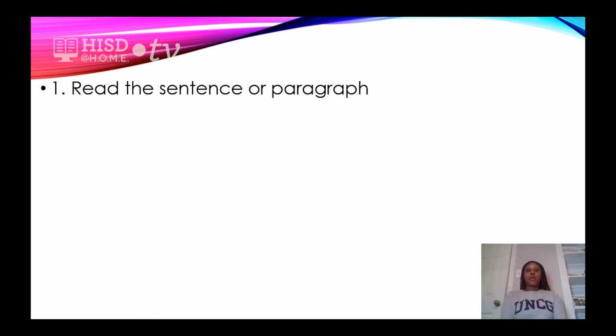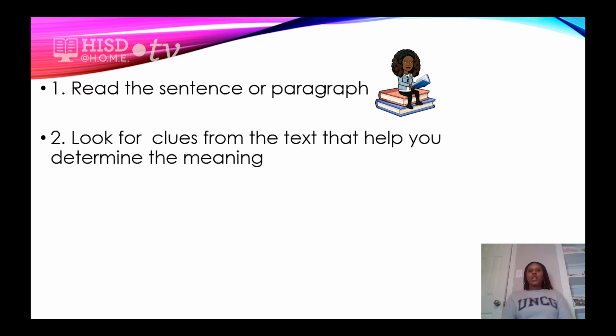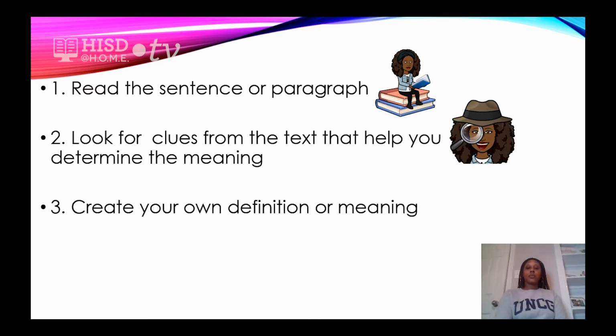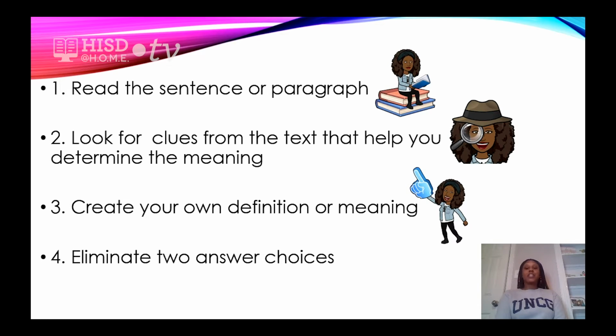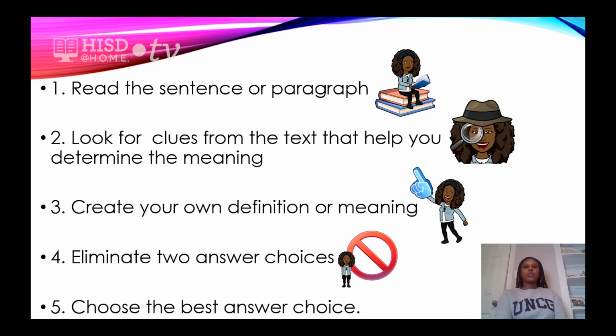So now you're going to try one on your own. Remember, the first step is always to read the sentence or paragraph. Look for clues from the text that will help you determine the meaning. Create your own definition or meaning. Eliminate 2 answer choices. And then choose the best answer.